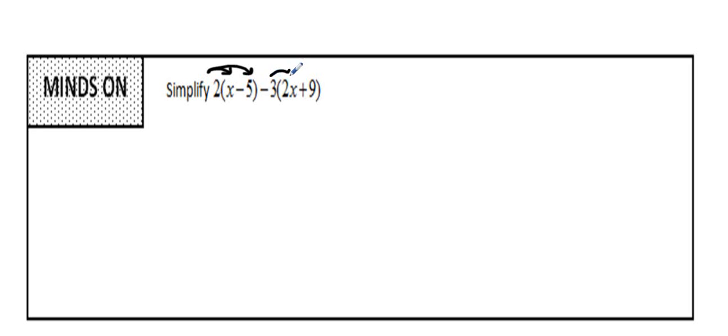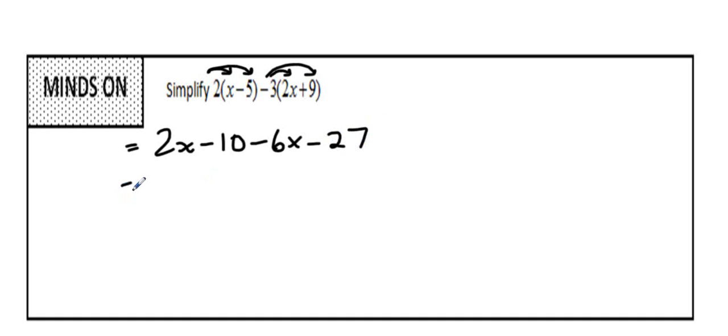You're going to distribute that minus 3 in, and then you're just going to gather up all your like terms. So 2 times x is just 2x. 2 times minus 5 is minus 10. Minus 3 times 2x is minus 6x. And minus 3 times positive 9 is minus 27. And so when we gather up our like terms, we can physically move them. So we can move this minus 6x beside the 2x. Make sure you take the sign in front of it with you. So this is 2x minus 6x. And then we still have minus 10 and minus 27.